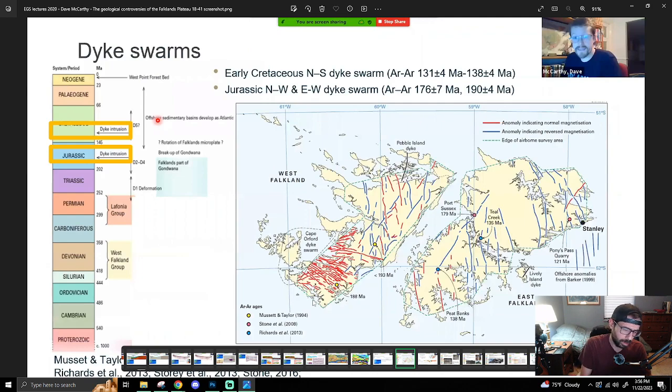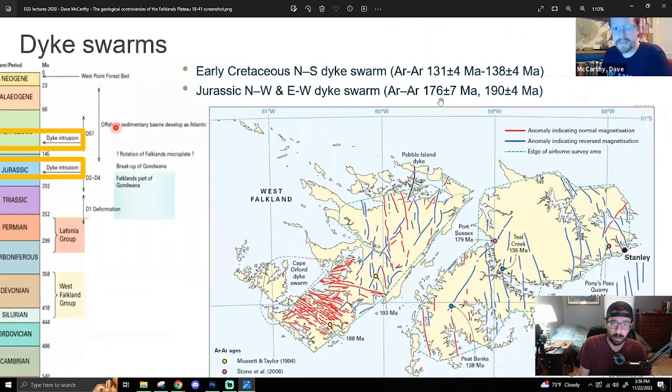Unclear, but essentially there are east-west Jurassic dike intrusions, whereas early Cretaceous is north-south. I didn't have much to make of that at the time. Here's the exact dates. So it was around 180. I guess there were 2 dike swarms, and then there was a phase of dike swarms around 135.